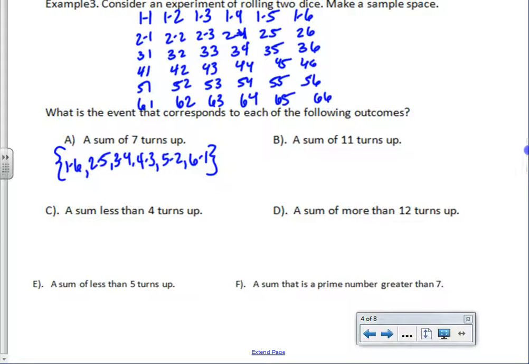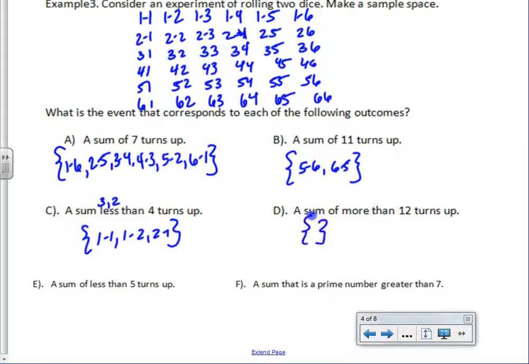Sum of 11, the outcome could have been a 5, 6 or a 6, 5. Again, those are 2 different outcomes, believe it or not. A sum of less than 4. That would be a sum of 3 or a 2 and you can't get a 1. So the options are 1, 1; 1, 2; and 2, 1. Some of them aren't too bad to find. A sum of more than 12. That is the empty set because there's no way you can roll 2 die and get a sum of more than 12 because 6 is the highest number. So this is not possible, an empty set.